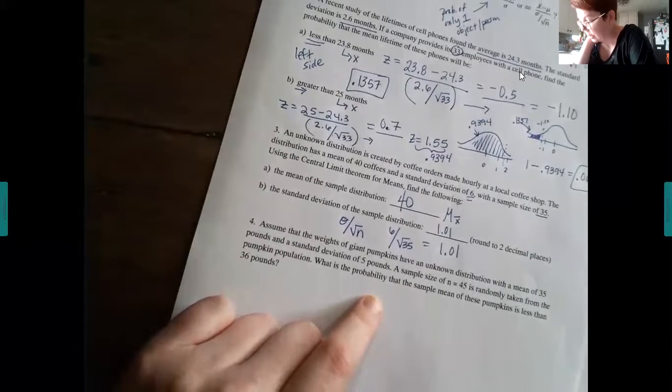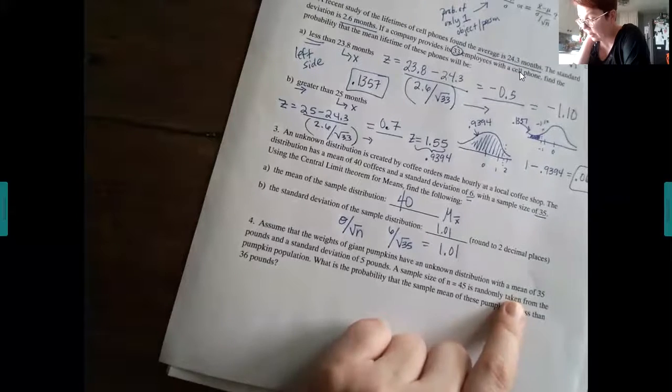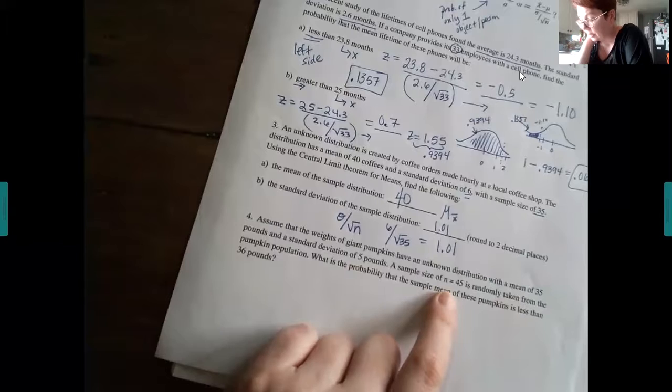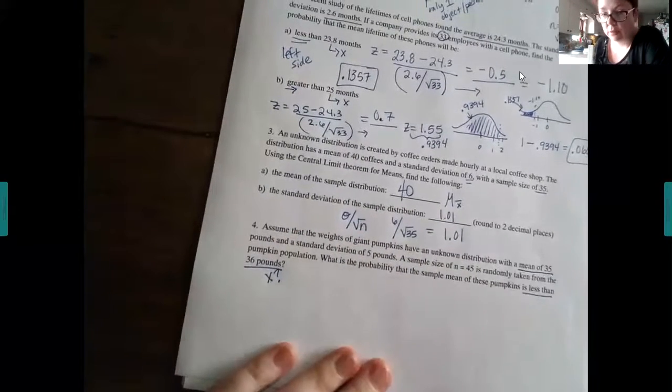All right. Last but not least, here we have weights of giant pumpkins, and they give us a mean of 35 and a standard deviation of 5 pounds. They give us a sample size. What is the probability that the sample mean of these pumpkins is less than 36 pounds? So that's the number in question. So it gives us the mean average. It gives a standard deviation of 5 and a sample size of 45.